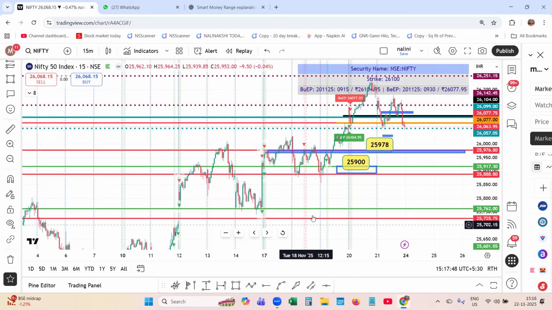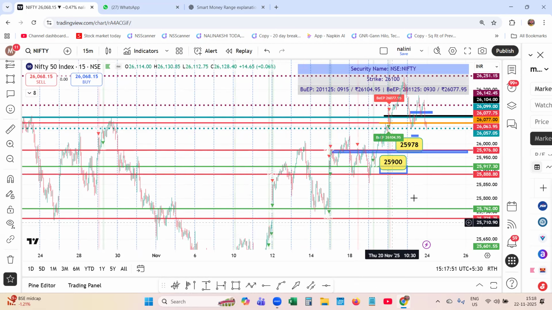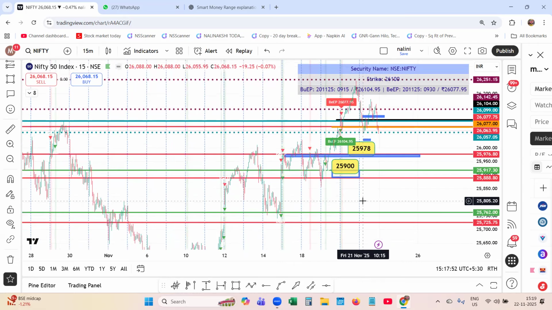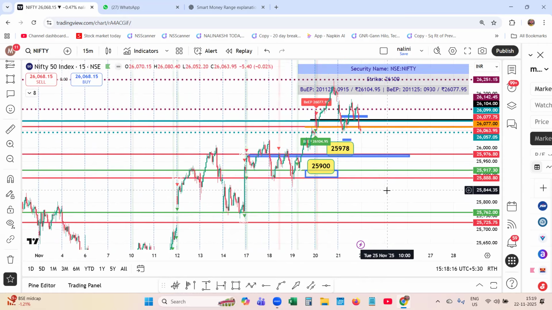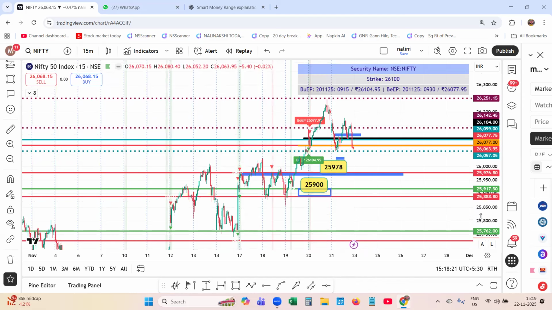So you know where the supports and resistance are available in the market. This is the resistance, bearish EP. From the bears, it turned into bull. In between, bear and bull are both there. Bear and bull are together. That is the meaning of it.